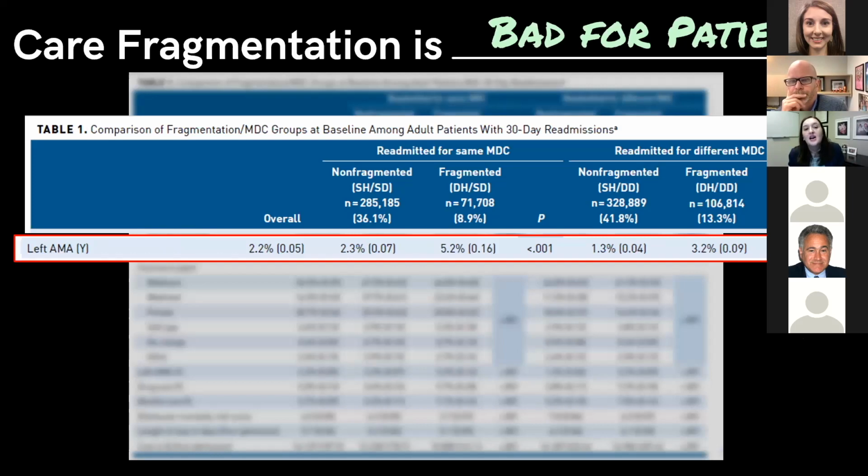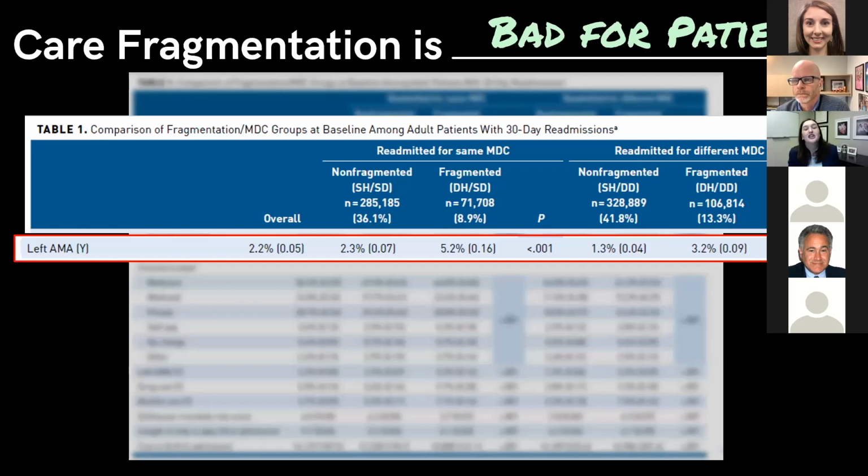This is the study we did where we looked at readmissions for the same or a different reason. We also found that patients with fragmented readmissions were more than twice as likely to have left AMA from their initial admission. And we all know that leaving AMA is bad for patients. I think it tracks that patients who left AMA are more likely to have fragmented readmissions. If you're unhappy with the care you're getting, why not go somewhere else the next time you need care?